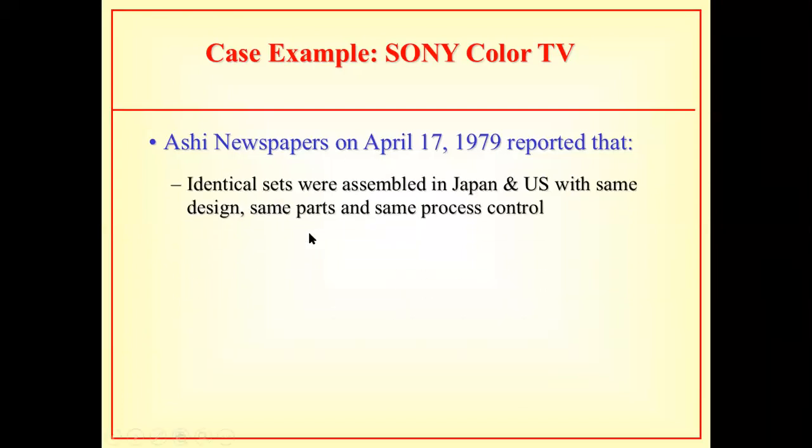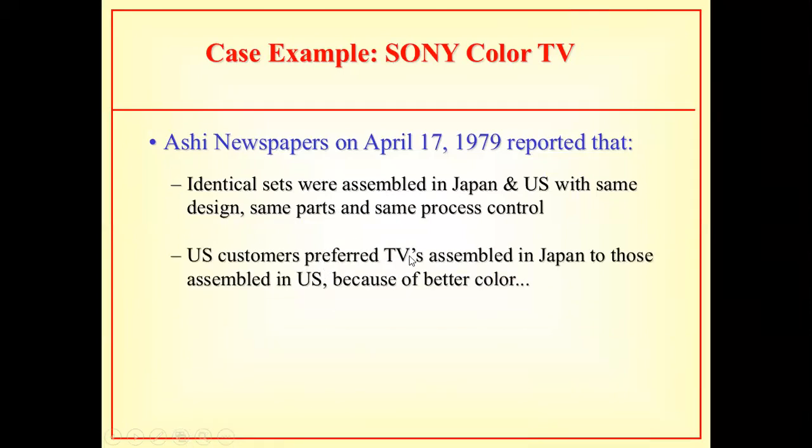So that basically is the story. Identical sets were assembled in Japan and America with the same design, same parts, same process control. American customers preferred TVs assembled in Japan to those assembled in America. Why were they preferring? Because of one characteristic, that is the color density. They observed that the color density of American televisions was worse than the color density of the Sony TV assembled in Japan.